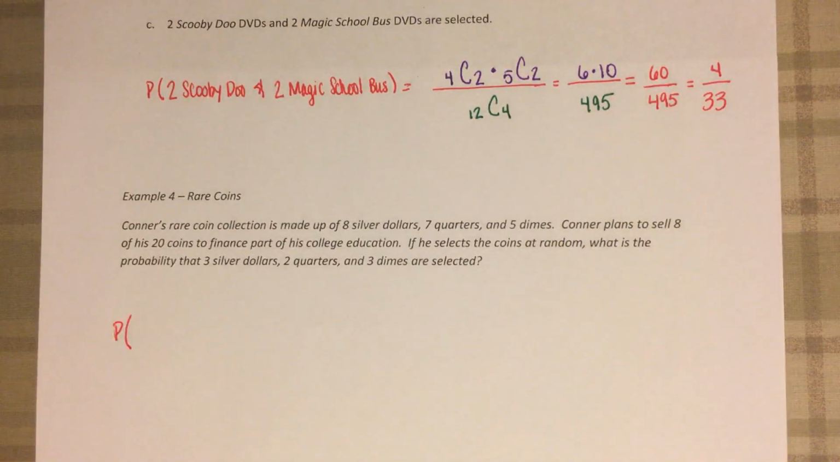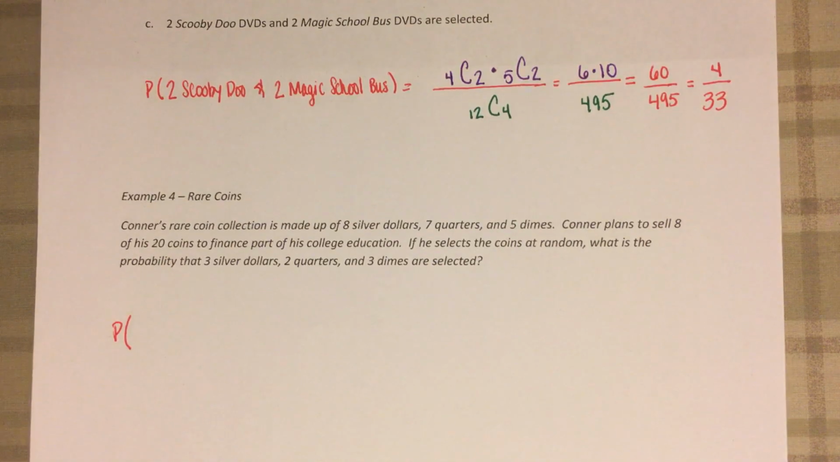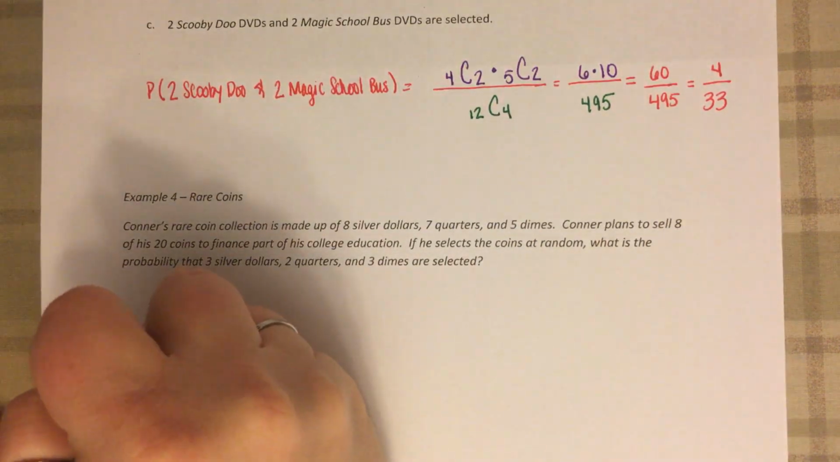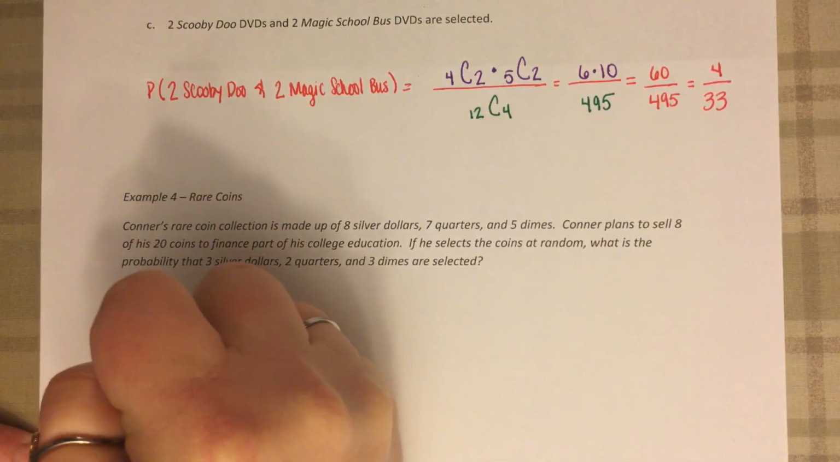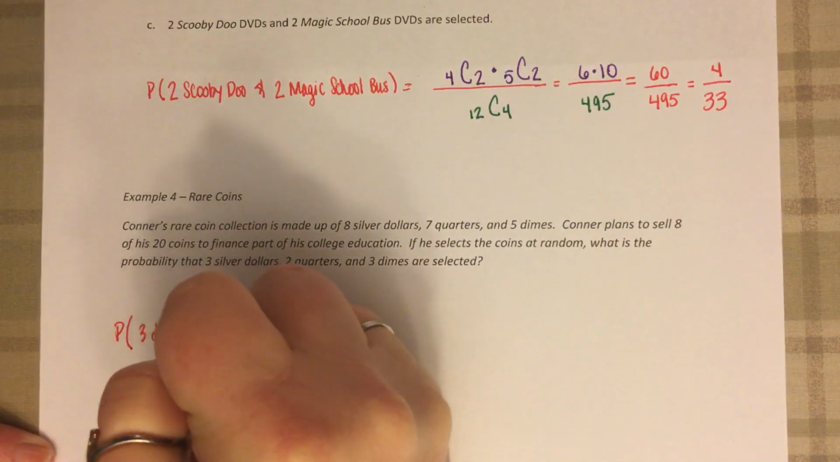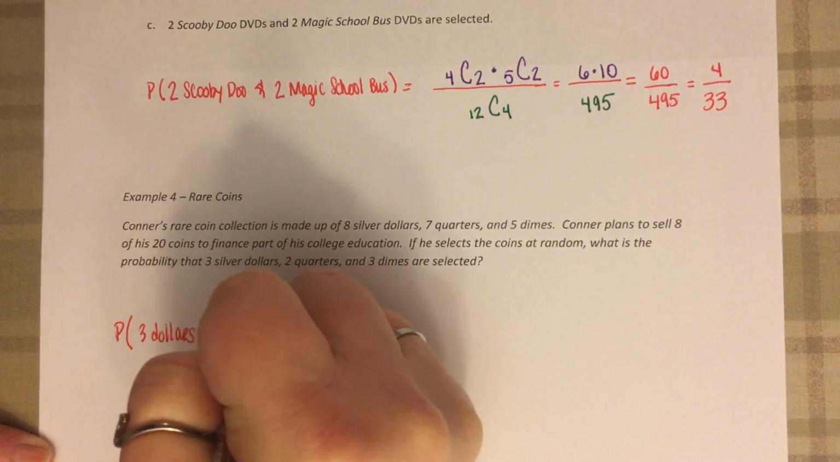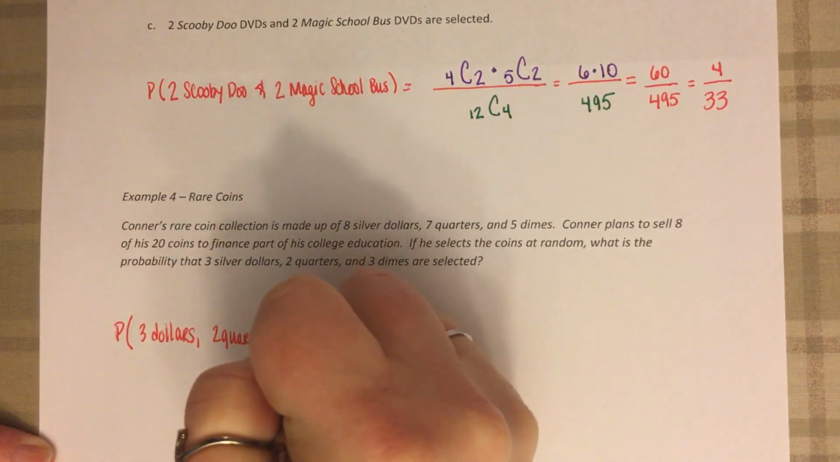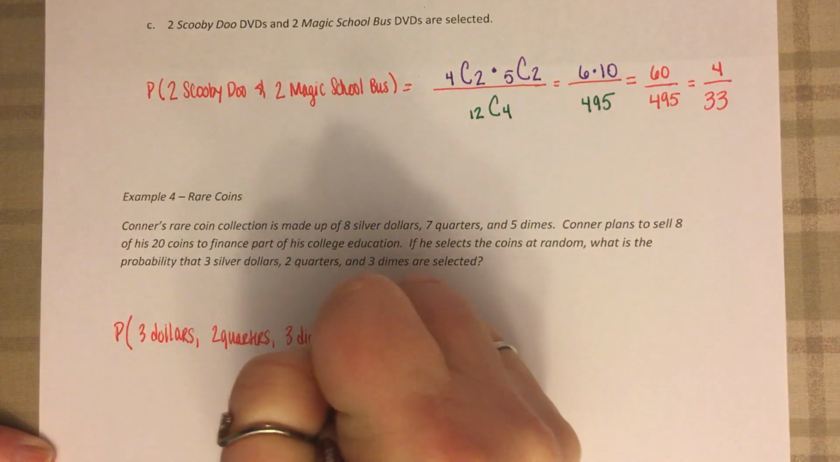So Connor's rare coin collection is made up of 8 silver dollars, 7 quarters, and 5 dimes. Connor plans to sell 8 of his 20 coins to finance part of his college education. If he selects the coins at random, what is the probability that 3 silver dollars, 2 quarters, and 3 dimes are selected? So we're looking for the probability that 3 silver dollars, 2 quarters, and 3 dimes are selected.